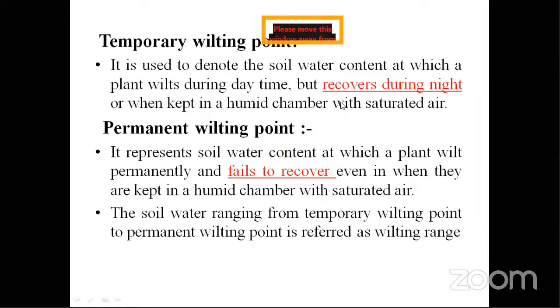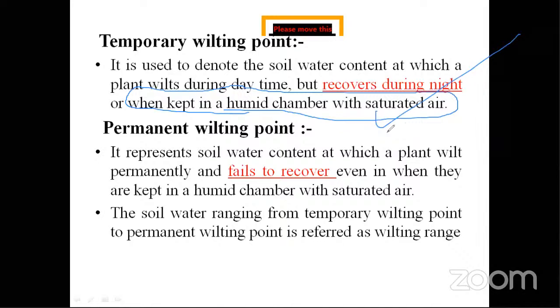Temporary wilting point is used to denote the soil water content at which plants wilt during the daytime, but recover during night time, or they recover when kept in a humid chamber with saturated air. It is known as temporary wilting point. But in the case of permanent wilting point, it wilts permanently, and even if you keep the plant in a humid chamber or night time, they fail to recover. That's why it is called permanent wilting point.